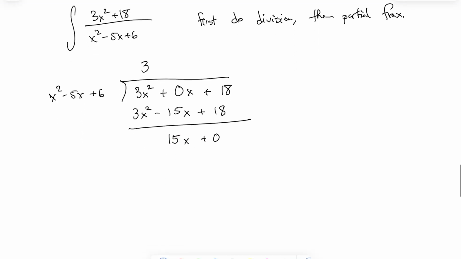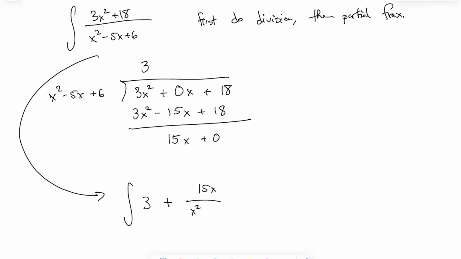So having done the long division, we can say what I started with is the same as 3, that's the quotient, plus the remainder part, 15x over x squared minus 5x plus 6. All right? I forgot my dx's. So this is progress towards the final answer. And now, doing the integral of 3 will be 3x, so no problem there. The other part, that fraction, we do the partial fractions.